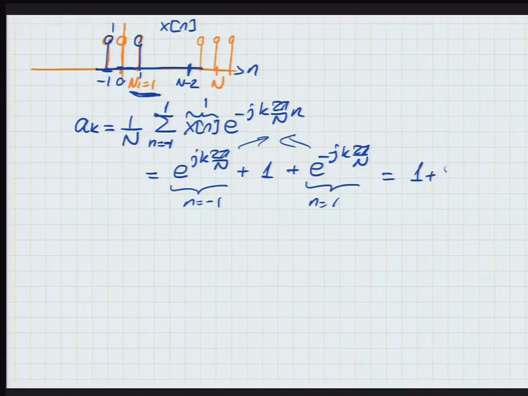Cosine, 2 times cosine, right? Because if I divided these two, added by 2, that's dividing a cosine. So 2 cosine 2 pi over n k. And there you go. This is an expression for your a sub k. Okay? So this is for n1 equals 1, right?